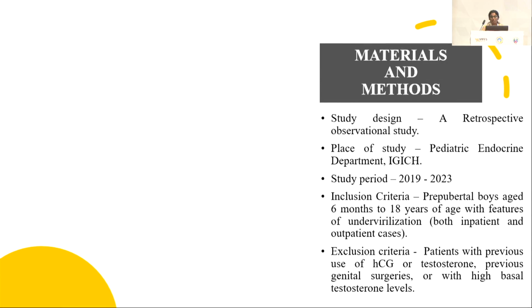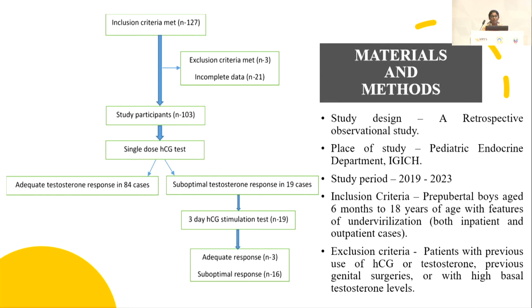So methodology, we did a retrospective analysis of the case records over a period of 5 years from 2019 to 2023, with inclusion criteria being prepubertal boys aged 6 months to 18 years with features of undervirilization who were assessed by single-dose HCG stimulation test. The exclusion criteria were patients with previous use of HCG or testosterone, genital surgeries, or high basal testosterone levels. Of these, 127 met the inclusion criteria, and with 3 excluded and incomplete data in 21, the final study participants analyzed were 103.